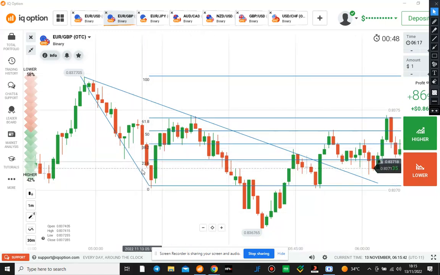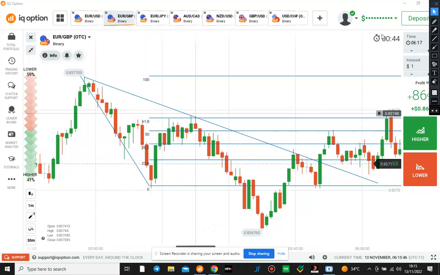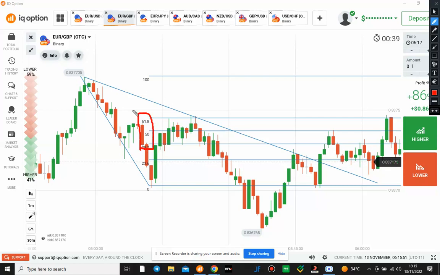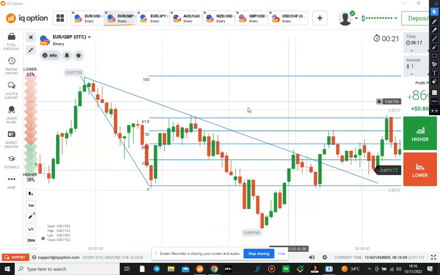I'll first say do not trade 23.6. Sometimes it's not strong enough. But you can trade starting from 38.2 to 61.8 level. These are the numbers that you can easily trade the Fibonacci retracement. But if the price reverses and touches 23.6, sometimes it doesn't respect and sometimes it respects. So I will recommend you guys to trade from 38.2 to 61.8.